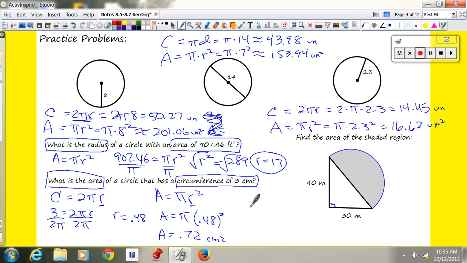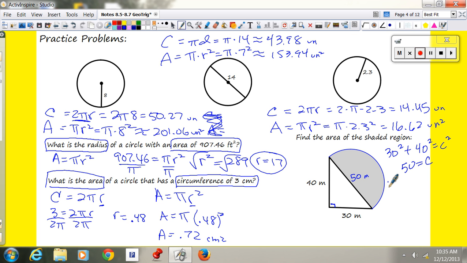How can I find this diameter? Every right triangle, Pythagorean theorem works, SOHCAHTOA works, but in this case, Pythagorean theorem would work the best. 30 squared plus 40 squared equals c squared. I'm going to save you some time and tell you that c is going to equal 50. When you solve that, you're going to get 50 meters.